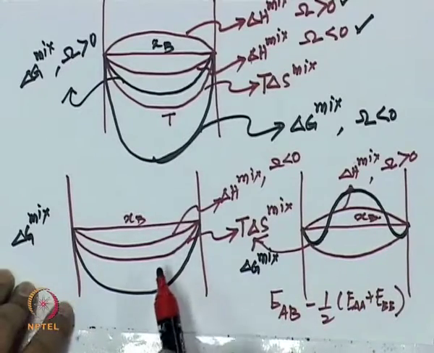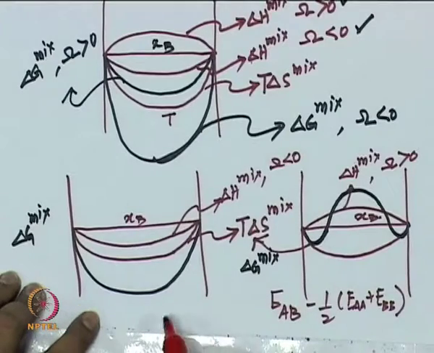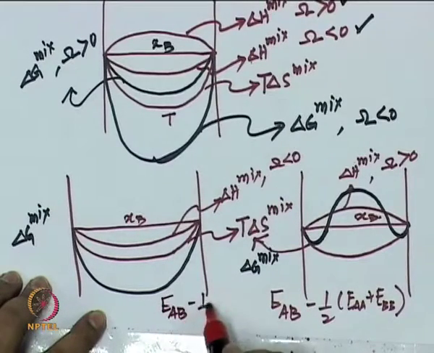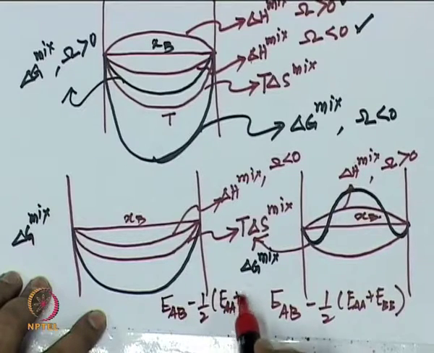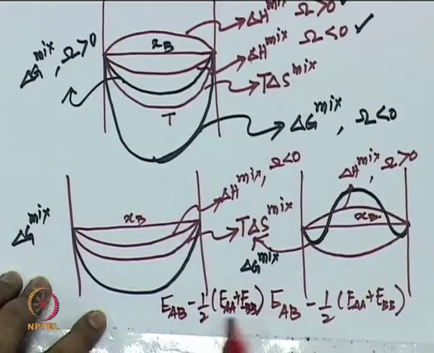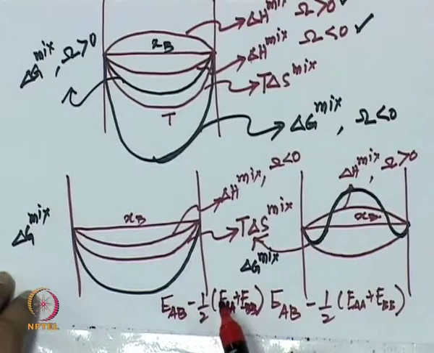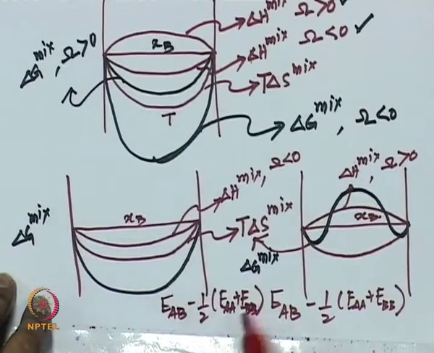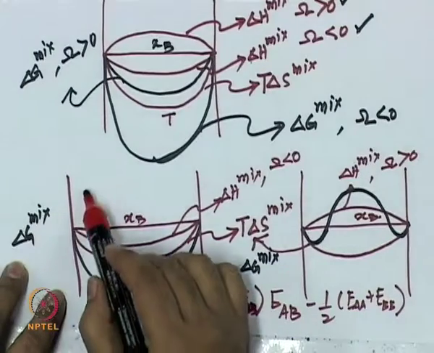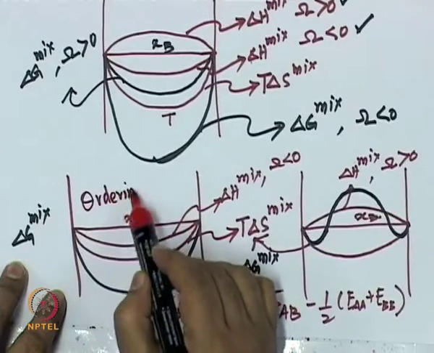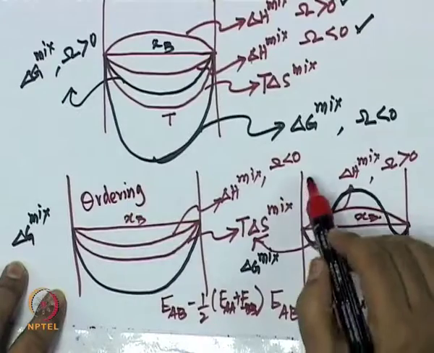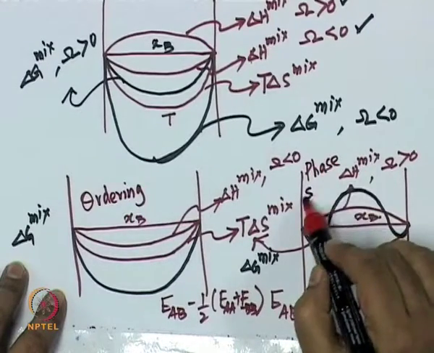On the other hand, in this case when omega is negative, that means EAB minus half of EAA plus EBB is negative. That means the AB bond energy is lesser than on the average AA-BB bond. So, if you have AA-BB bonds, the system will break them and make AB bonds. And this is the case that we discussed. So, at very low temperatures, such systems undergo what is known as ordering. So, this is ordering. Remember that this is only at low temperature, this is phase separation, again only at low temperature.